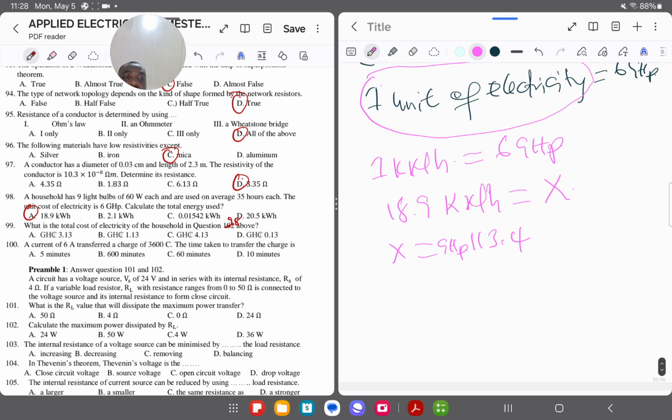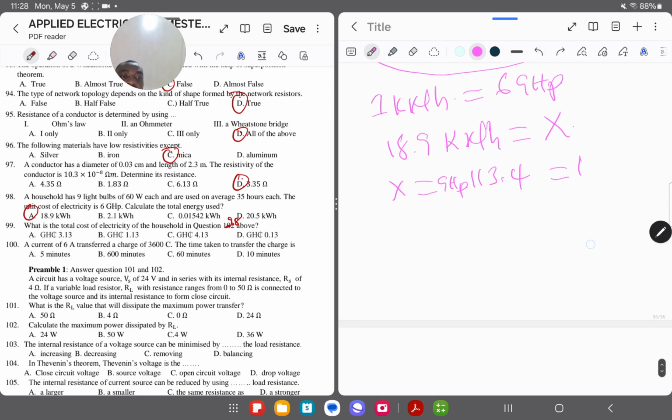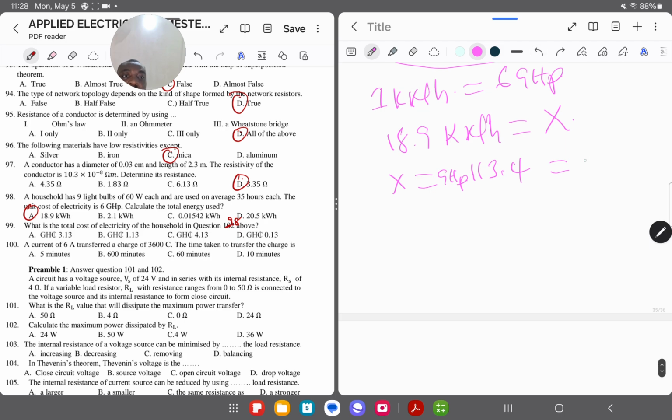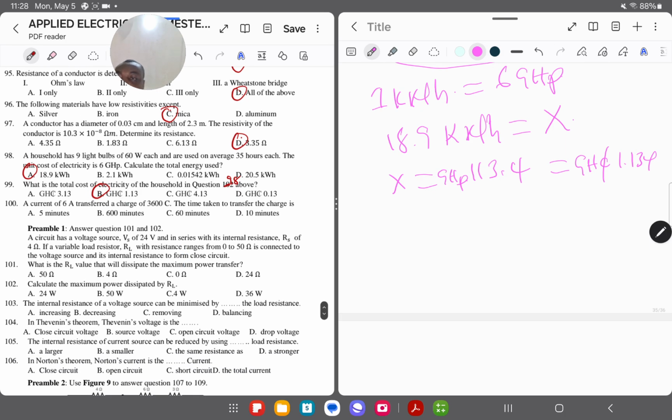Okay, so in Ghana cedis it's going to be what? So you just divide by 100, so that'll be 1.134 Ghana cedis. So it's 1.134 Ghana cedis. So when we check here, the answer becomes what? B. Okay, we get the answer to be B.